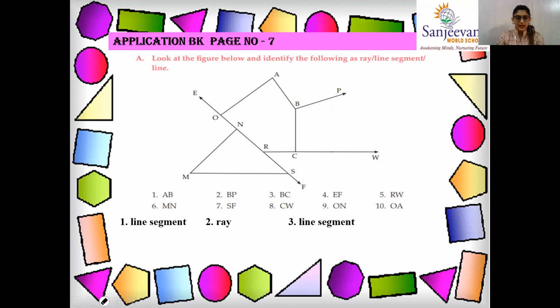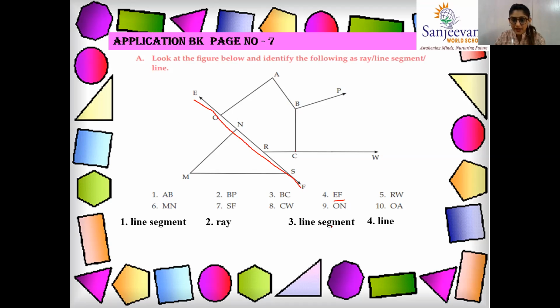Now let's go ahead with EF. Where is EF? Where can you see EF? Yes, from here to here, this long line. And on both sides it has an arrow. So what do you think EF is? Endless on both the sides? It's a line.